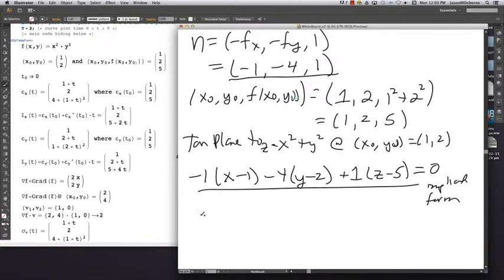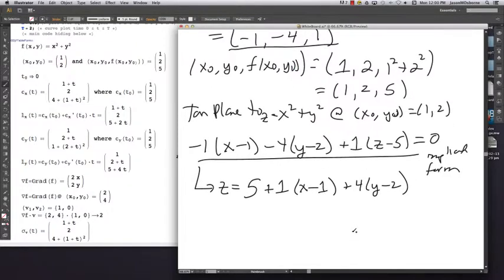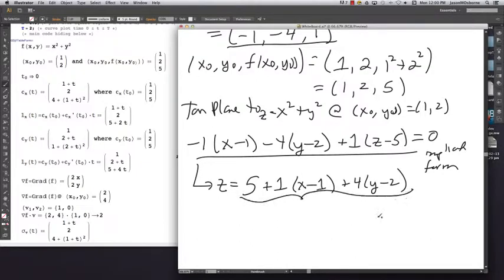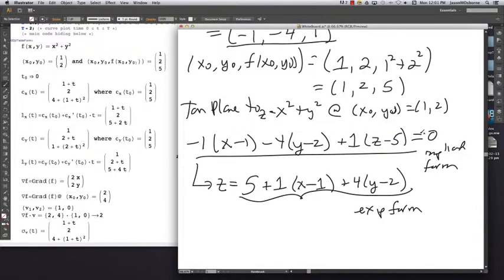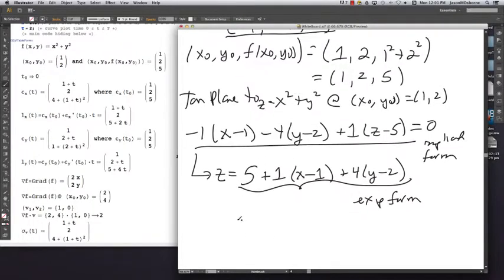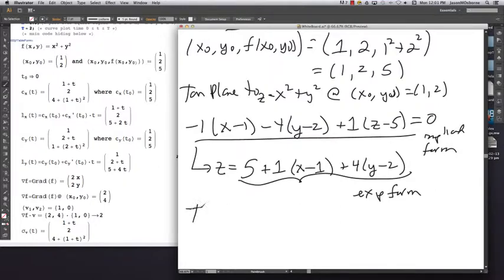And if you were to just solve this for z, what would you get? I would add 5 to both sides. I would move these terms to the other side, so you would get z equals 5 plus 2 times x minus 1 plus 4 times y minus 2. And here you would have the explicit form of your tangent plane. This one you could plot with Plot3D because it's explicit, and the implicit one you would plot with ContourPlot3D.